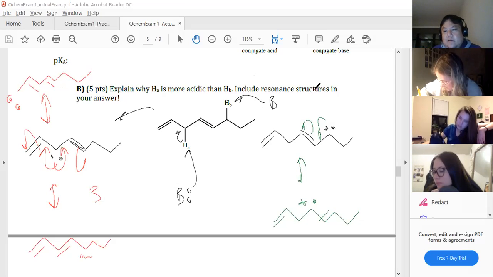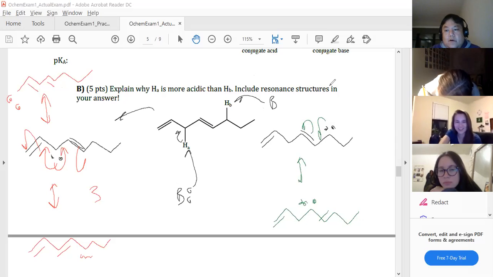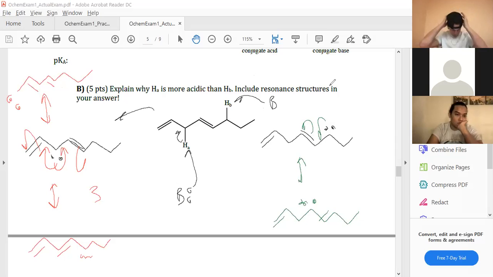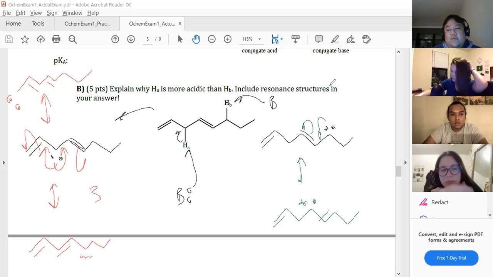Bella, how are you doing with that? It makes sense. Okay. I'm just writing if I look confused. No, I just want to make sure that everyone's with it. Matt, how's it going? It's going good. I think I understand that. Resonance gives stability. The more resonance structures you have, the more stable your molecule is.